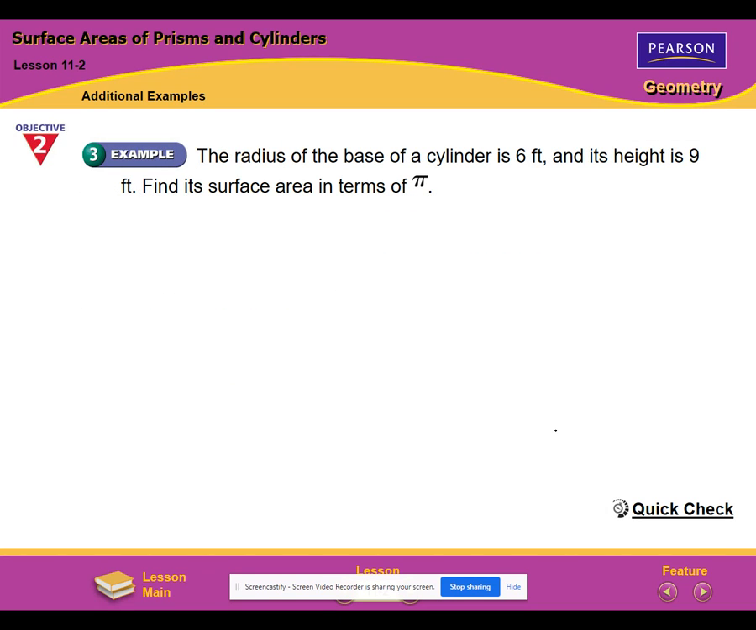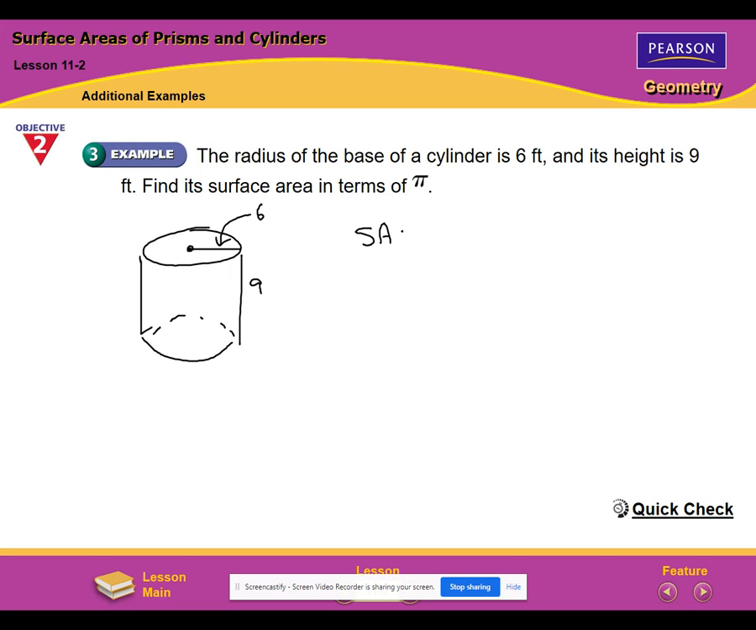All right, so then let's apply that to cylinders. The radius of the base of a cylinder is 6 feet and its height is 9 feet. Find the surface area in terms of pi. There's that concept again that we talked about in chapter 8. Here's a cylinder, pretty rough drawing, but you get the idea. And its height is 9. The radius of the base is 6. So that's like this. And they want to find the surface area.